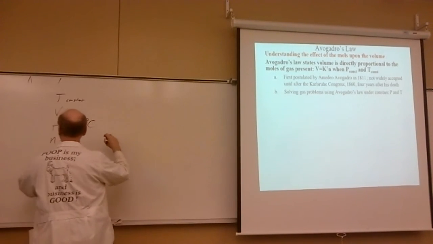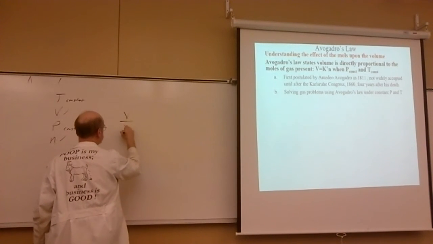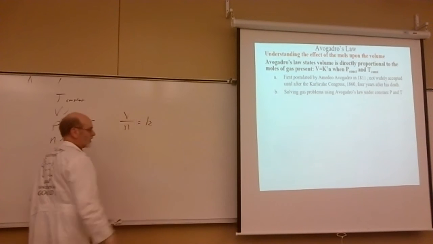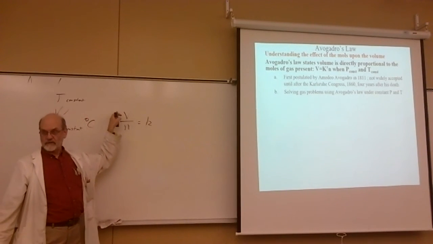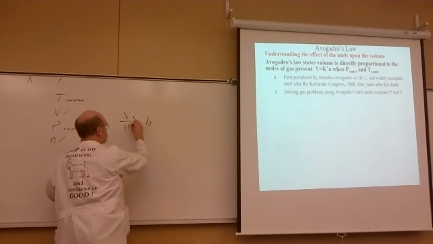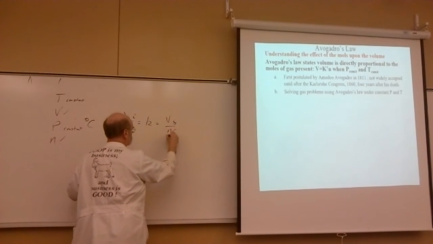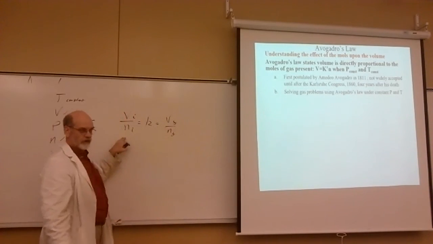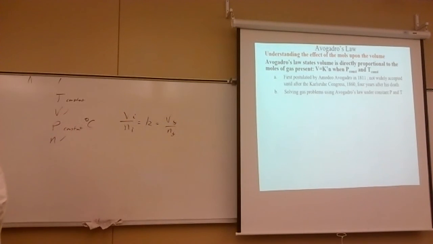Now, Avogadro's law simply says that volume and moles are related like that, and they're constant. So as the number of moles goes up, the volume increases, as long as you keep temperature and pressure constant. Right? So if this is initial and this is final, there you have another relationship. That's equal to that, and you can solve for your unknown.